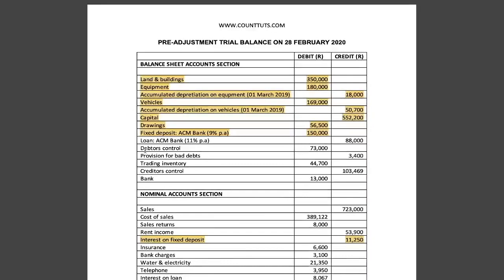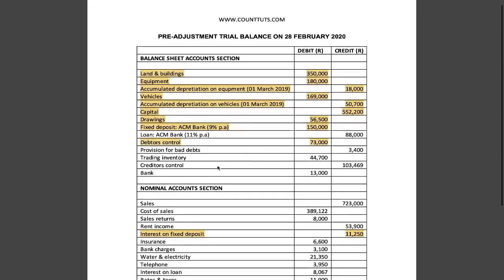Okay, now that we have done that, let me highlight the debtors control. And remember, the bad debt that we have just calculated will go into the statement of comprehensive income or the income statement under operating expenses. And you'll see how that will work when we get to the income statement.